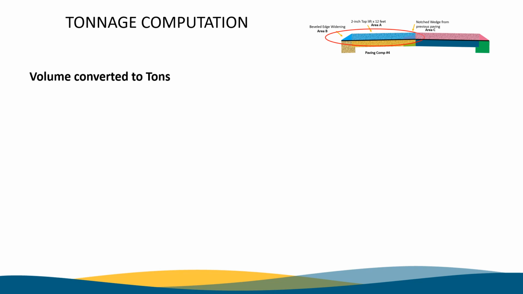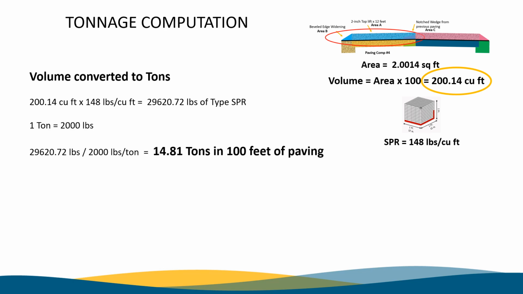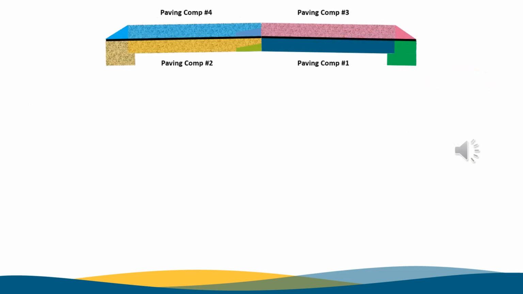Take the end area of 2.0014 square feet and multiply by 100 for the volume, and we get 200.14 cubic feet. Now multiply times the 148 pounds of unit weight and divide by 2,000 to convert into tons. We get 14.81 tons per station. Now we have computed all 4 of these sections.